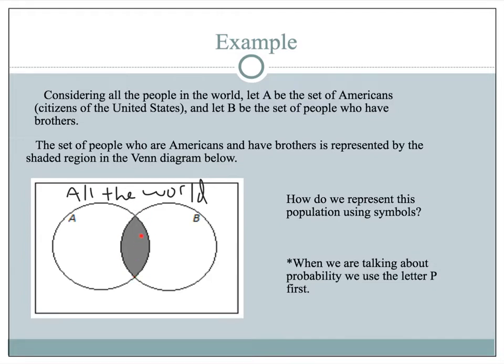So I myself would fall in here as I am a proud American, and I have a brother. I would fall in that category as well. Mr. Ordachenko would also, all right?